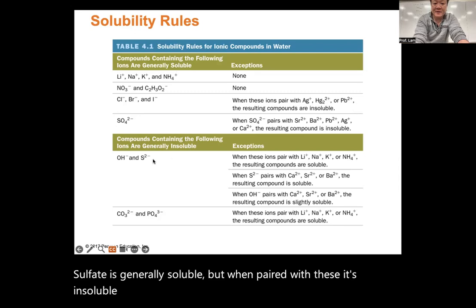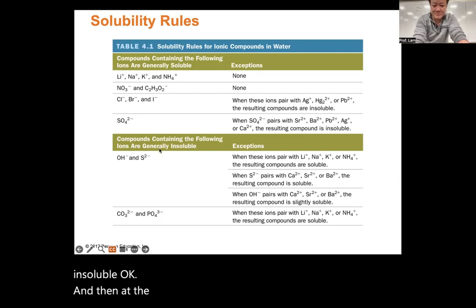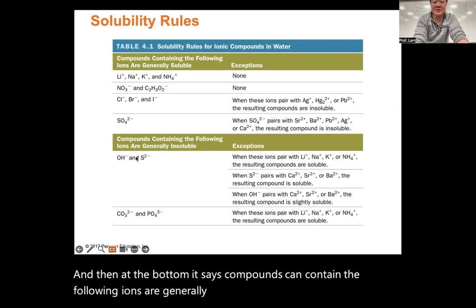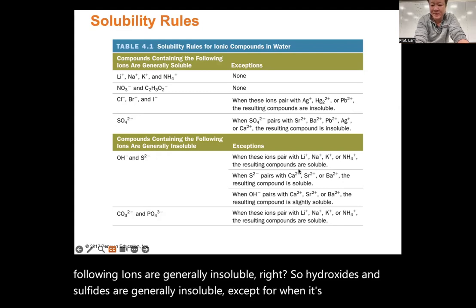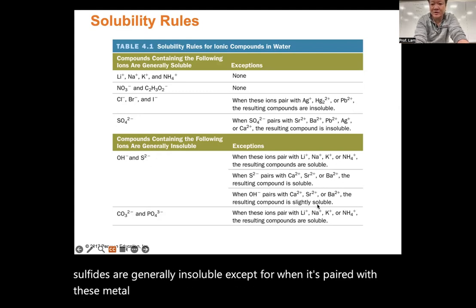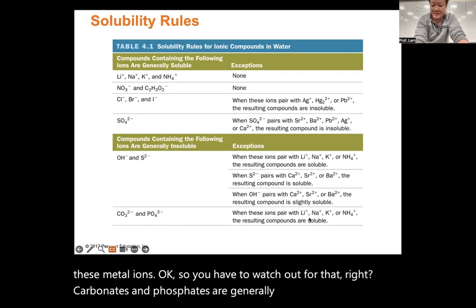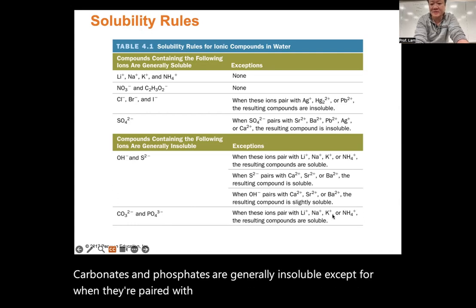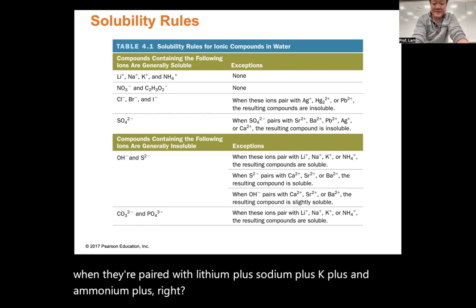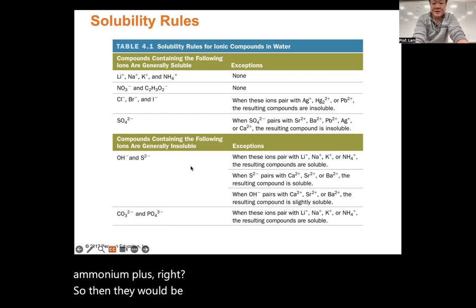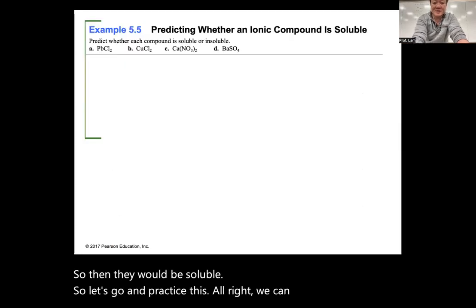And then at the bottom, it says compounds containing the following ions are generally insoluble. So hydroxides and sulfides are generally insoluble except for when they're paired with these metal ions. So you have to watch out for that. Carbonates and phosphates are generally insoluble except for when they're paired with lithium plus, sodium plus, K plus, and ammonium plus. So then they would be soluble. So let's go and practice this. We can practice predicting the solubility here.